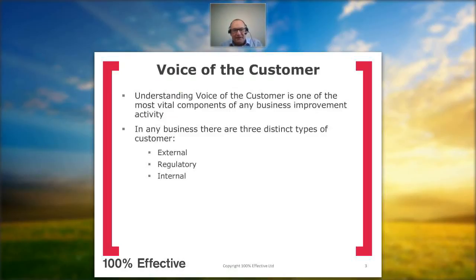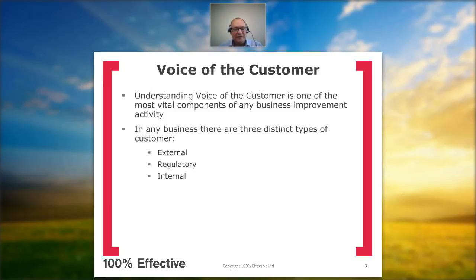The subject today, as I said, was voice of the customer, and I think voice of the customer is probably the most important part of any business improvement activity. If you don't understand what's important from your customer's perspective, then we can't design things for them, we can't provide the service they require, and we end up giving them poor quality service, poor products, and ultimately we don't have any customers. So it's absolutely paramount that we understand the voice of the customer in any business.